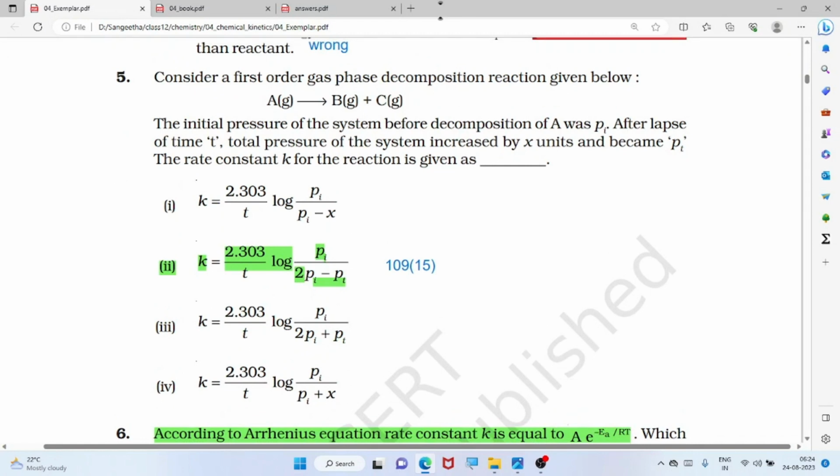Consider the first order gas phase decomposition. The initial pressure of the system before decomposition was this one. After this, the pressure of the system is increased by x units. This is given in the book, question 15.